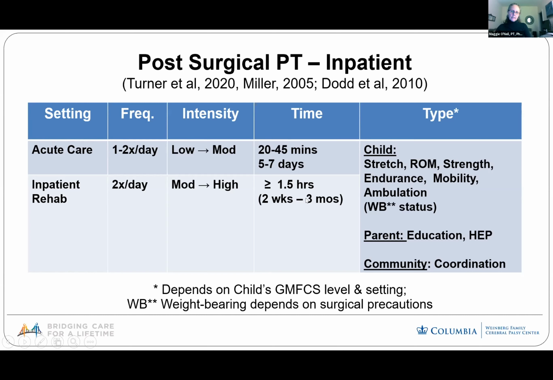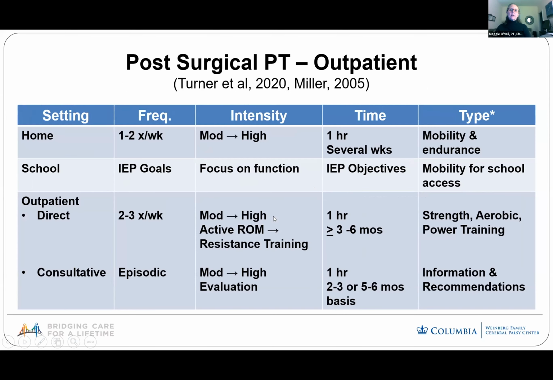Once the child is outpatient, and, oops, sorry, wrong direction again, and moving further away from that surgical date, so recovery is better, and we are hoping that there's been no setbacks, and we're hoping that precautions are, again, reduced even more. We can see that home, school, and outpatient settings may be where the child will receive our physical therapy services, and the frequency, intensity, time, and type will be defined by those settings as well.